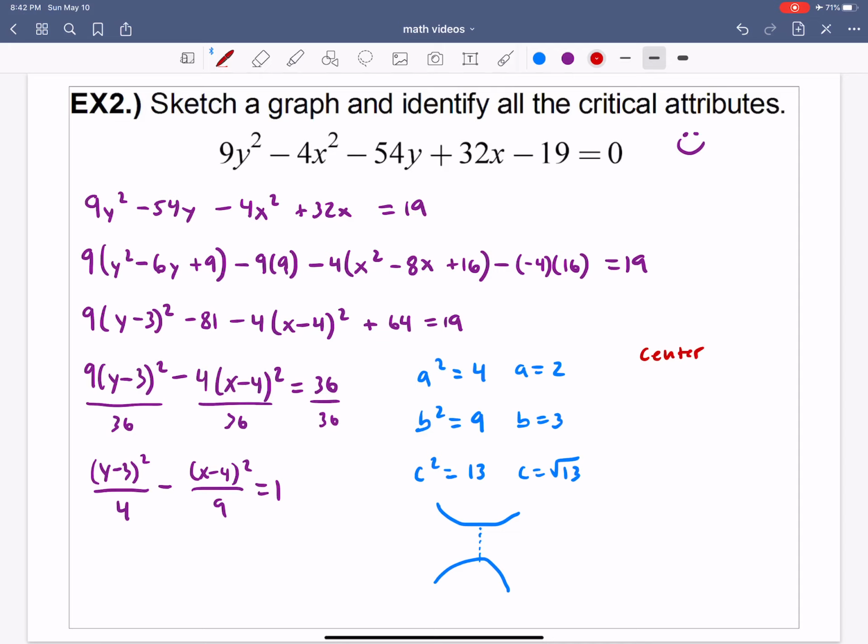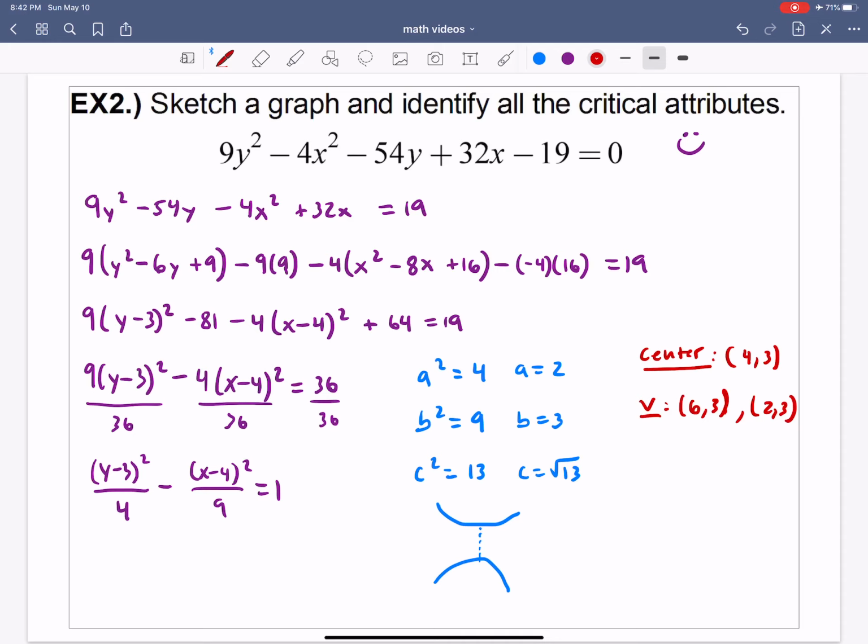All right, so let's roll. We've got the center at 4, 3 is the center. And be careful in that center. Remember that h is always with x and k is always with y. Just because the order here is flipped does not mean that the center is 3, 4. Make sure you pay close attention to that. It's 4, 3. Okay. Vertices, I'm going to go up and down 2 units. So that's going to put me at 6, 3. And that's going to put me at 2, 3.